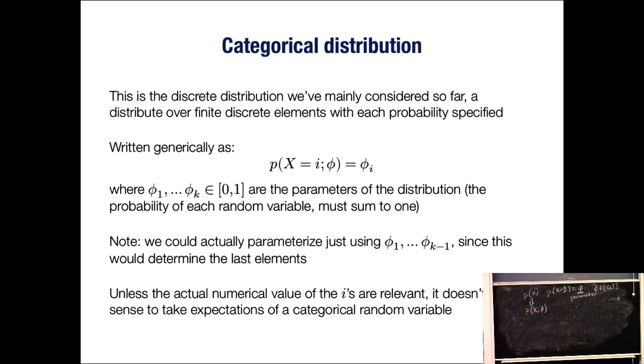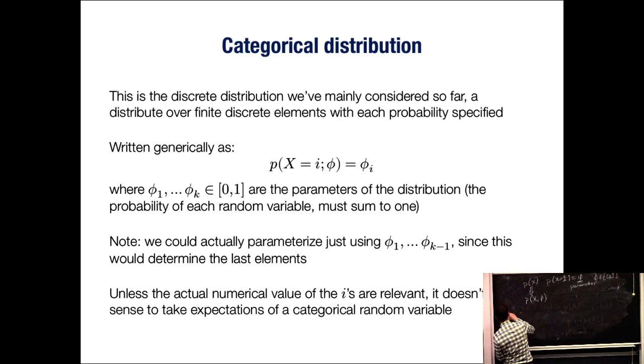So this is a distribution now over multiple values. This is probably what we saw before, right? X can take on any number of values, say 1 to k, and this distribution is parameterized by k minus 1 numbers. Phi 1, so this is Bernoulli. This is now categorical.